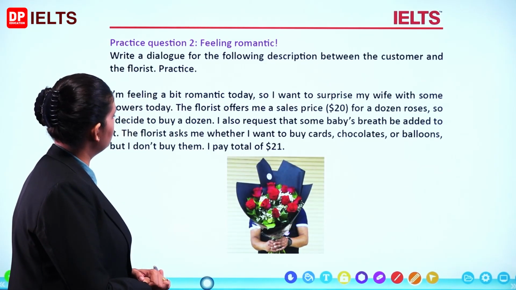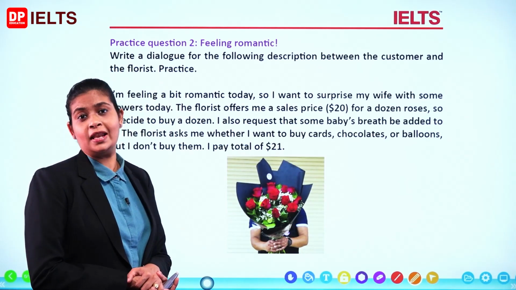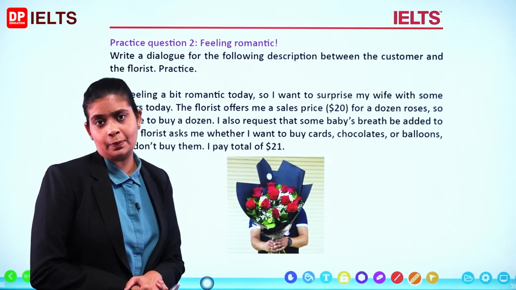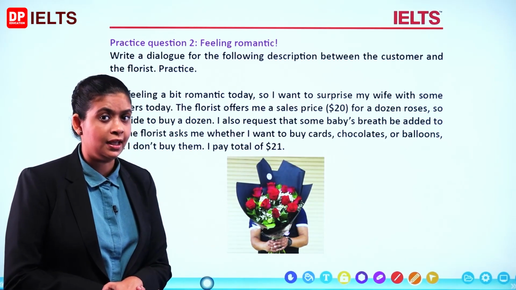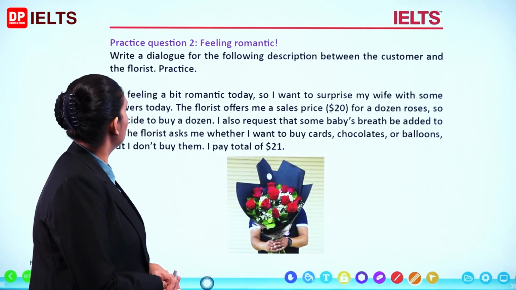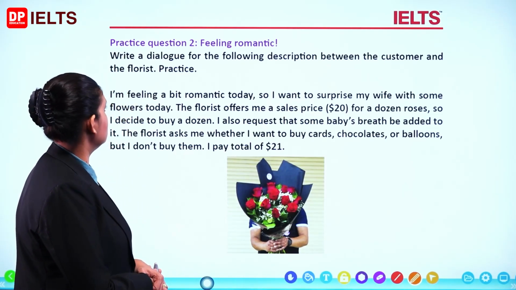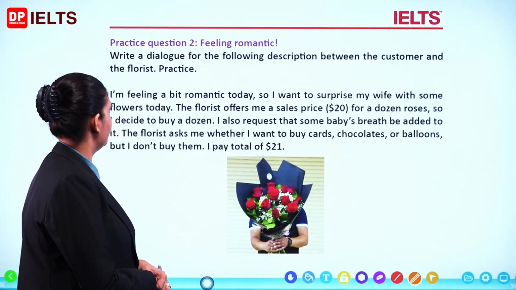Practice question 2. Feeling romantic. Right. So for Valentine's Day as well, lots of couples give each other flowers and mostly it's red roses. Write a dialogue for the following description between the customer and the florist and then practice.